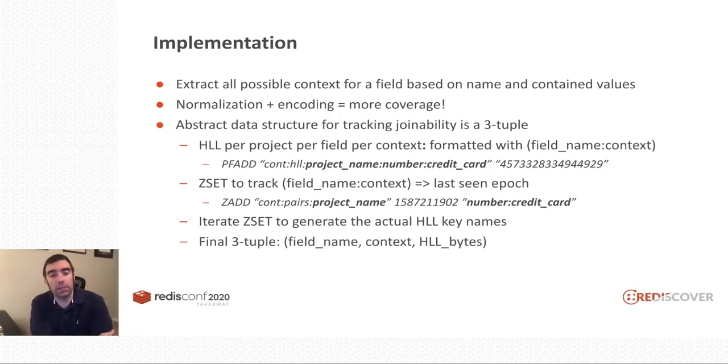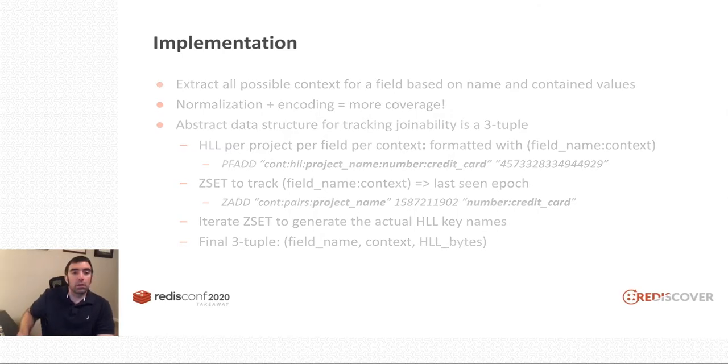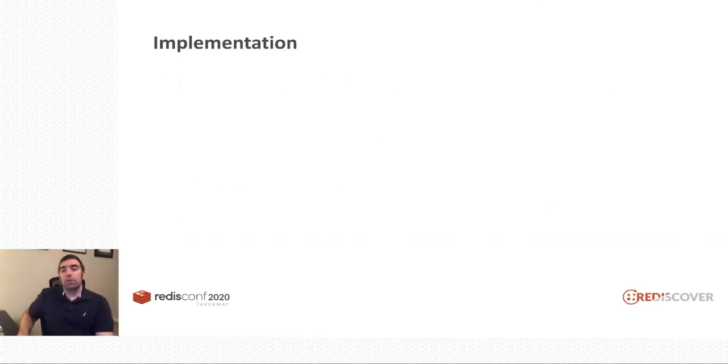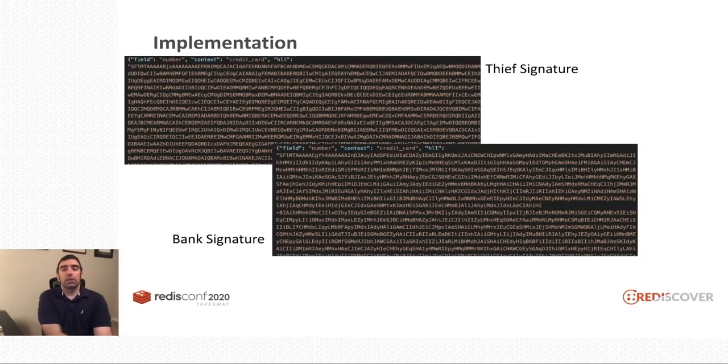So our ideal final 3-tuple here is that we get a field name, some type of context, and then the actual HyperLogLog bytes. So when we move into what we can do with this, we can actually generate a serialized signature. In this case, I've generated 2 signatures, and when you run the sample code on GitHub, it does this for you. It writes them out as a JSON file.